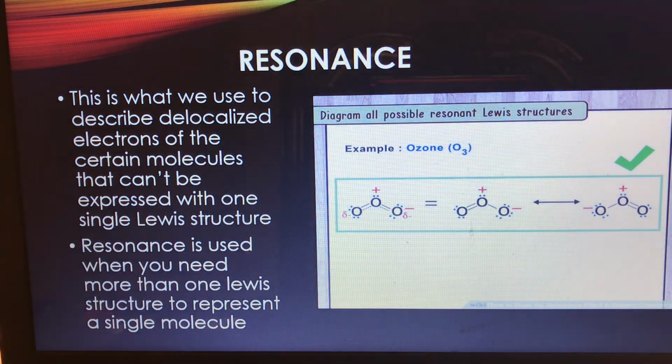Resonance. This is what we use to describe delocalized electrons of certain molecules that can't be expressed with one single Lewis structure. Resonance is used when you need more than one Lewis structure to represent a single molecule. Resonance structures are simply alternative Lewis structures for a given ion or molecule. We can draw all resonance structures by drawing all of the possible Lewis structures. Electrons that can be moved between adjacent atoms in resonance structures are lone pairs. The example we're going to use is ozone.